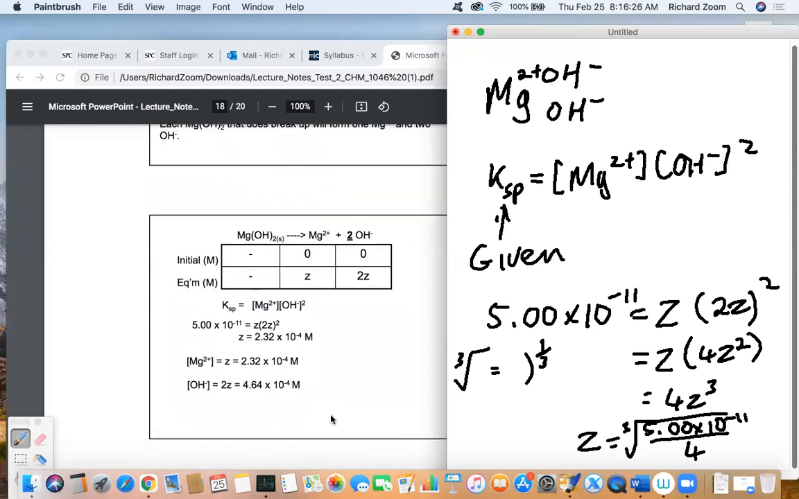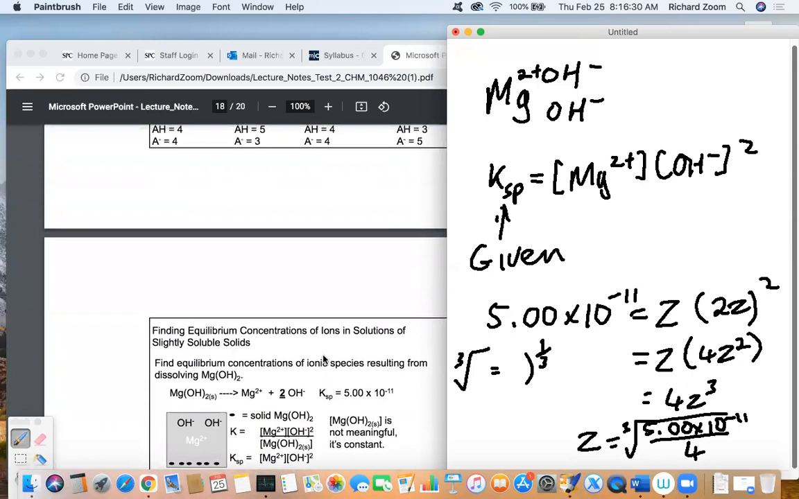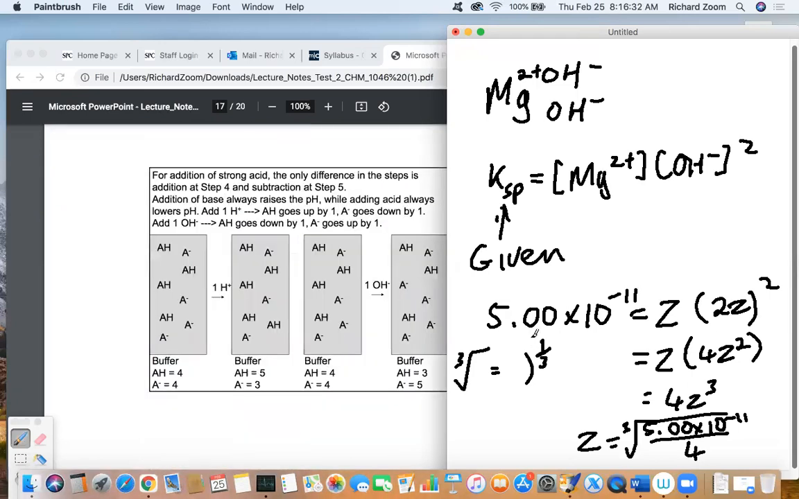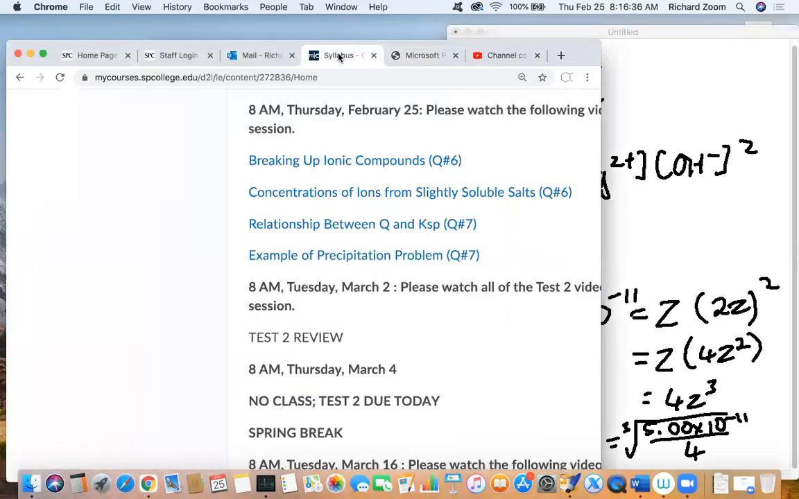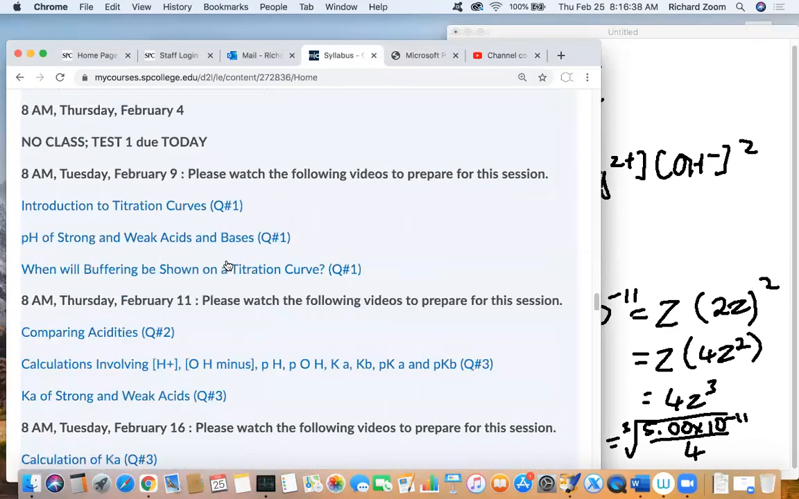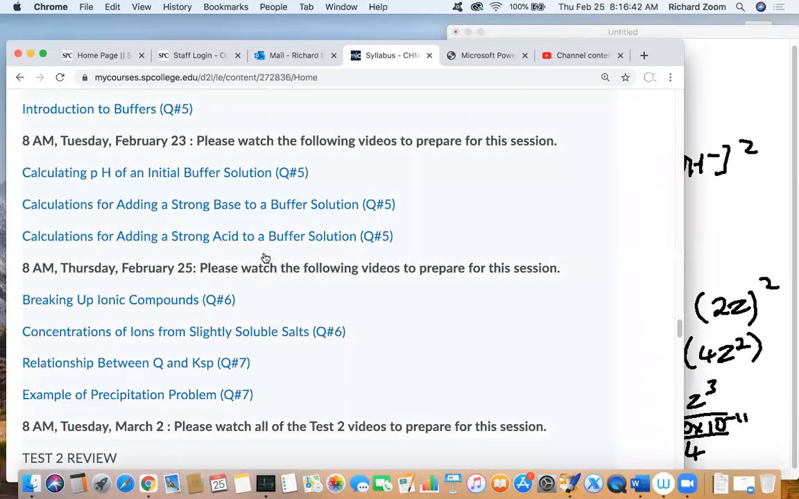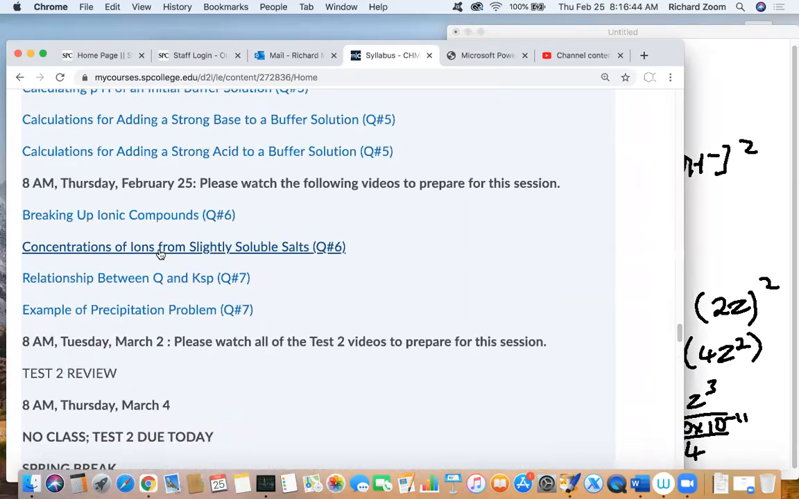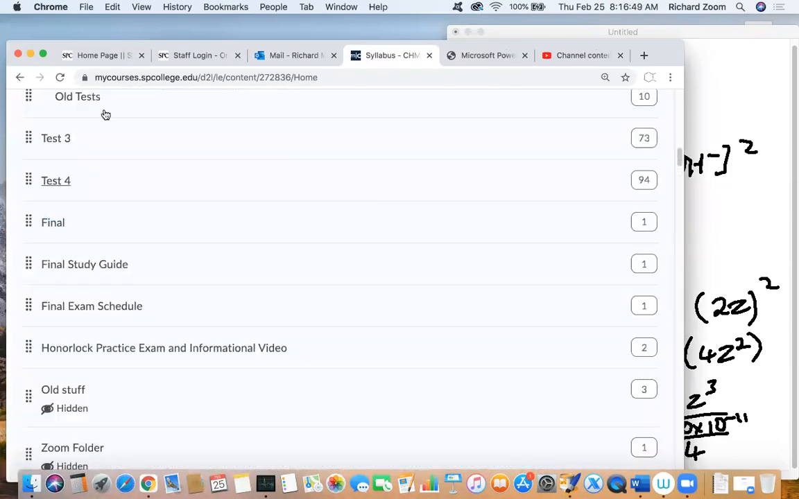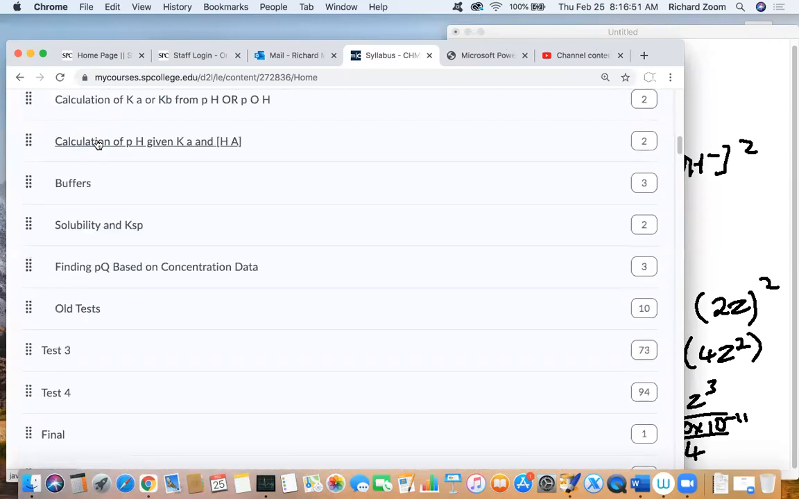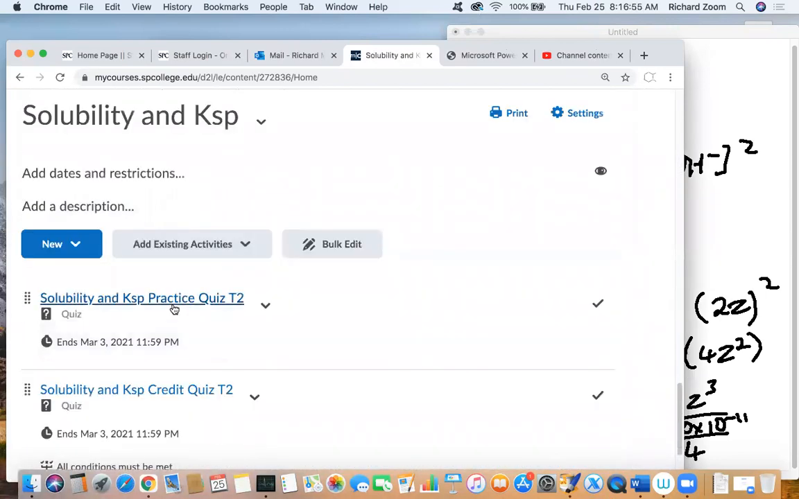Okay. So let's look at some more examples of these. We'll take a look at the kinds of problems you're going to see on the test. We'll also look at the practice quiz as well. I might do the practice quiz first. Let's get back to the thing here. So we're looking at solubility and Ksp. Let's look at the practice quiz here.